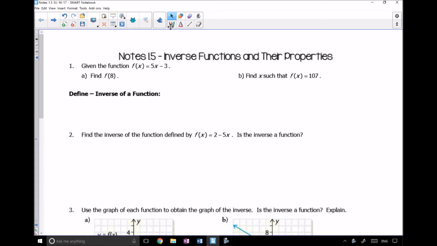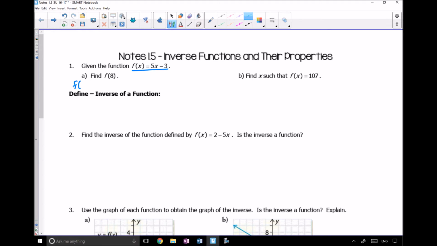Ladies and gentlemen, we are looking at notes 1.5, which are on inverse functions and their properties. Question number 1 is a review question, but it will help us move into today's topic. Question 1 says, given the function f of x equals 5x minus 3, so we have a linear function, find f of 8.